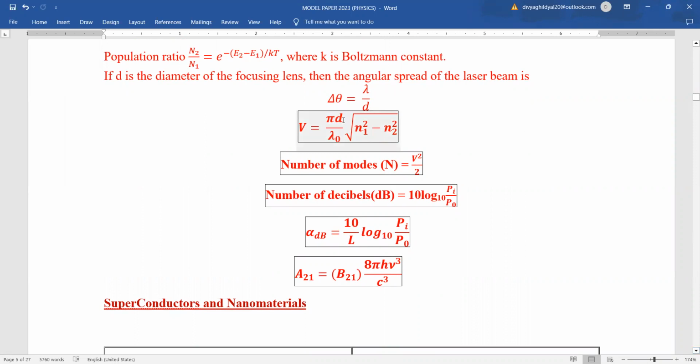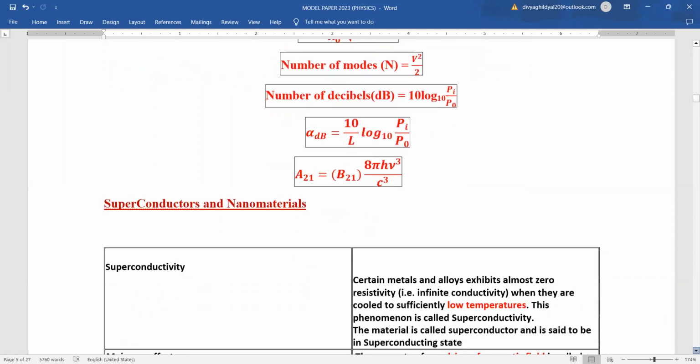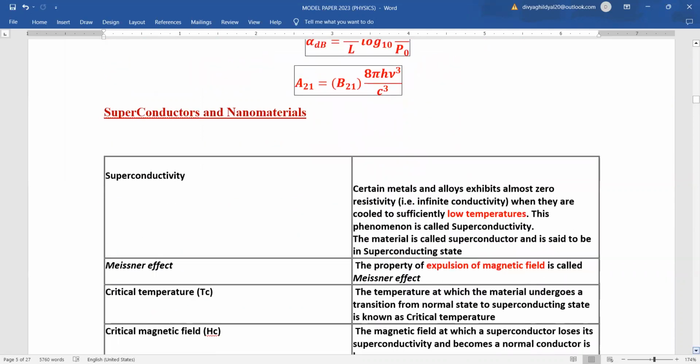V number is equal to pi D upon lambda naught under root n1 square minus n2 square. Number of modes is equal to V square upon 2. Numericals on decibels are asked on this formula: number of decibels is equal to 10 log base 10 of P i upon P naught, where that is input upon output power. And Einstein's coefficients, the relation between them is A21 equal to B21 into 8 pi h mu cube upon c cube.